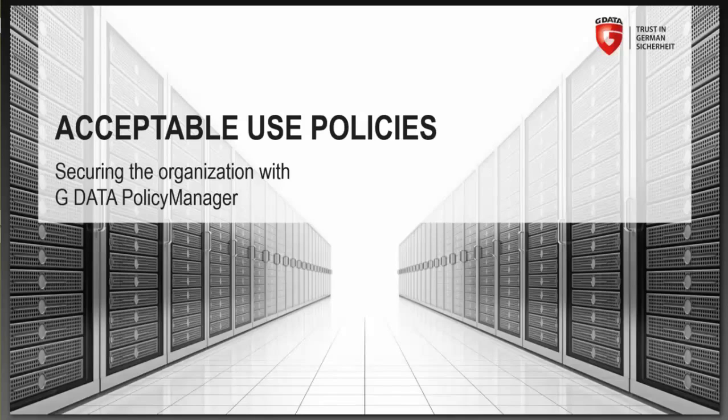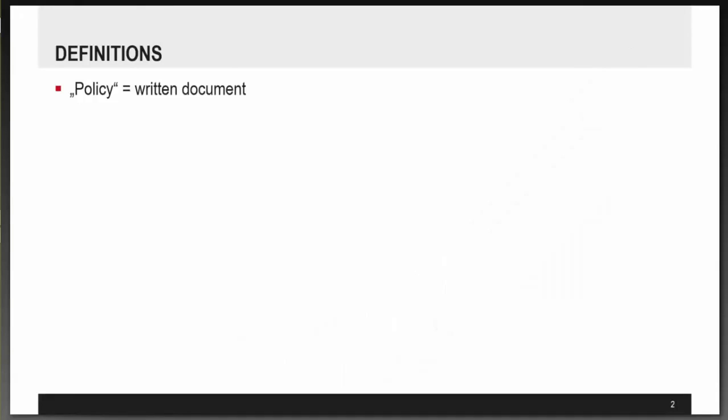Now, what is a policy anyway? A policy, in short, is a written document which outlines all the things that people are allowed to do and what they are not allowed to do in terms of the property of your organization, with regards to internet use. You may have a car policy, you may have all sorts of policies, and they all need to be written down.